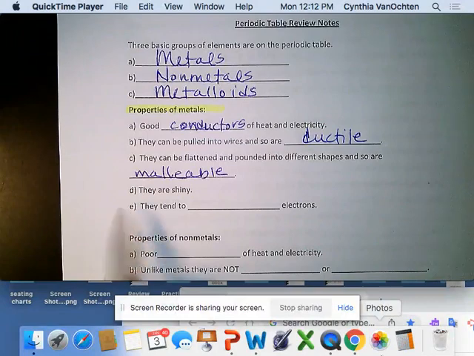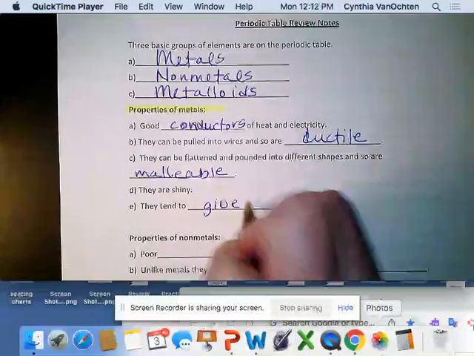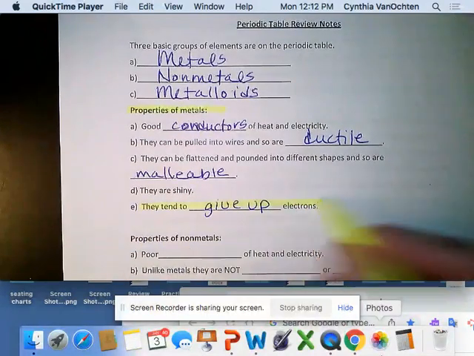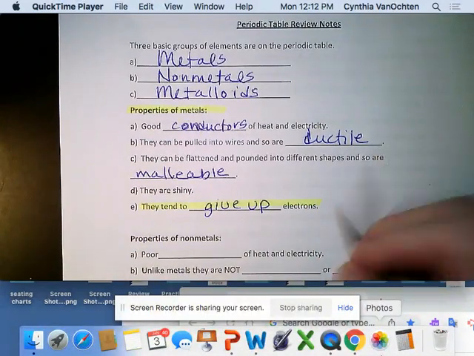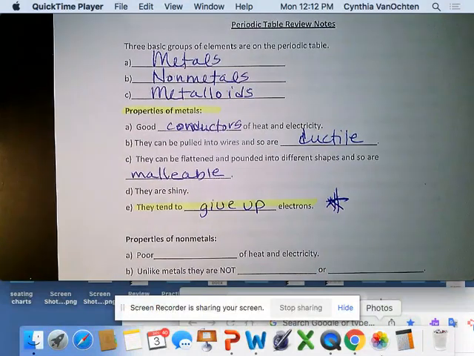One of the most important chemical properties that you definitely need to memorize is that when you're a metal, you tend to give up electrons when you react with other elements. Okay, that's a big one. That's a chemical property. Remember that elements are always trying to get a full valence or outer ring of 8 electrons in their outer ring, and they'll do anything to get that.